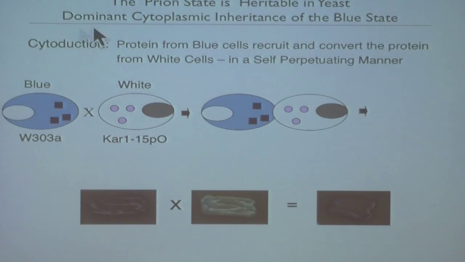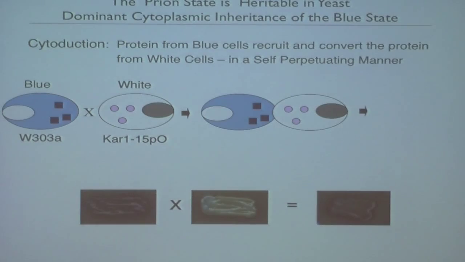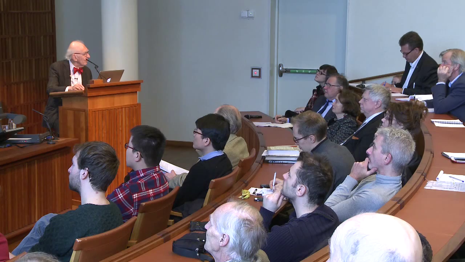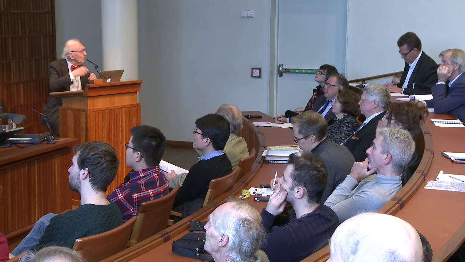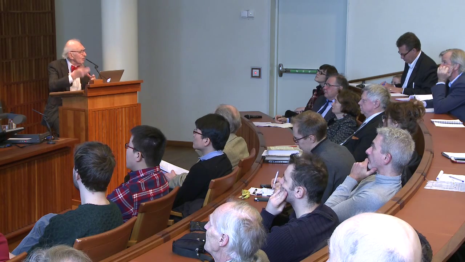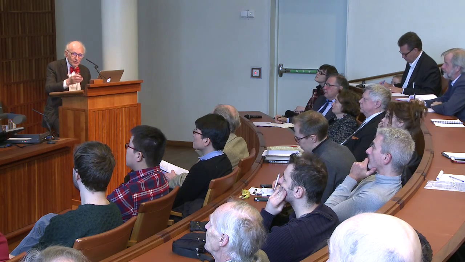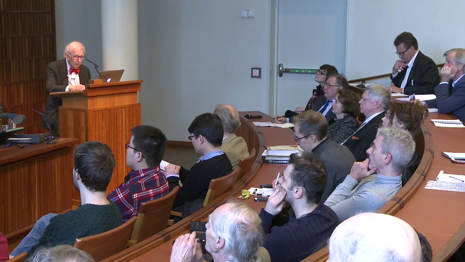So he did a very nice experiment, which is classic for yeast, which is called cytoduction. You take a strain of yeast in which you can get cytoplasmic fusion without nuclear fusion. And he took the blue cells and the white cells, and he fused them together. And after the fusion occurred, the blue protein moved into the white protein and caused the white protein to assume a blue conformation. So the soluble protein was turned into an aggregate protein as a result of the presence of aggregate proteins. So this fitted very much with the fact that it had prion-like properties.